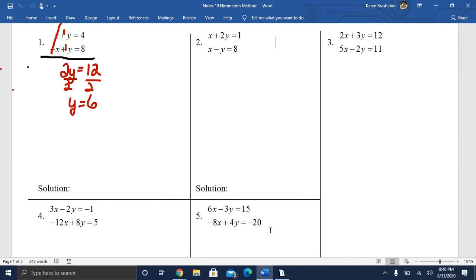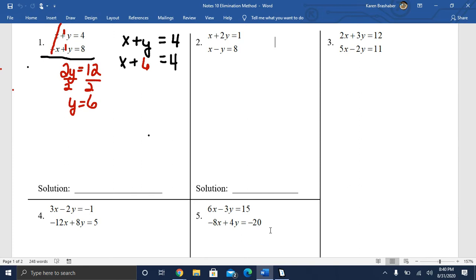So it doesn't matter which variable you do find first. This time we found the y first. Now we have to go back and find the x. You're going to do what we did in the substitution method. I would use the top equation if you want consistency. It really doesn't matter which one. So we found the y, and we have to substitute in our answer, which was 6, in order to solve for the x.